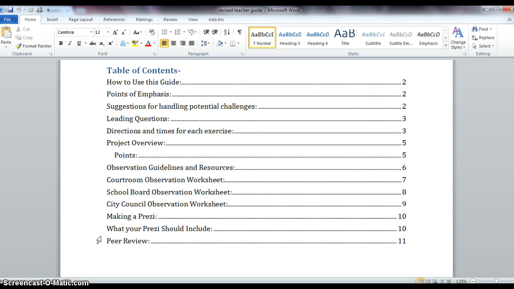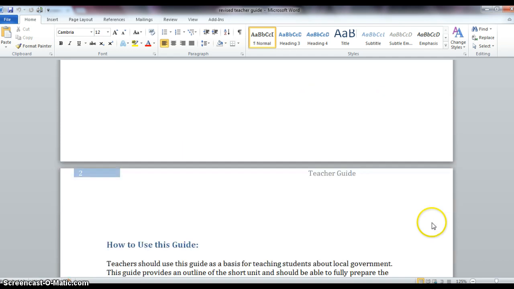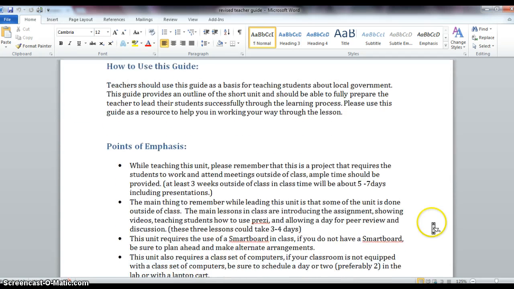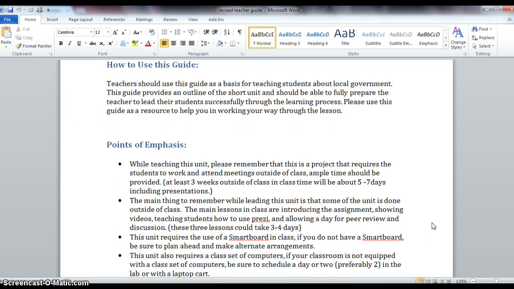So again, pages 1 through 3 are strictly in the teacher guide, and the rest is also available in the student guide. The first page is just how to use the guide and the points of emphasis. It basically walks any teacher through how to teach this unit.